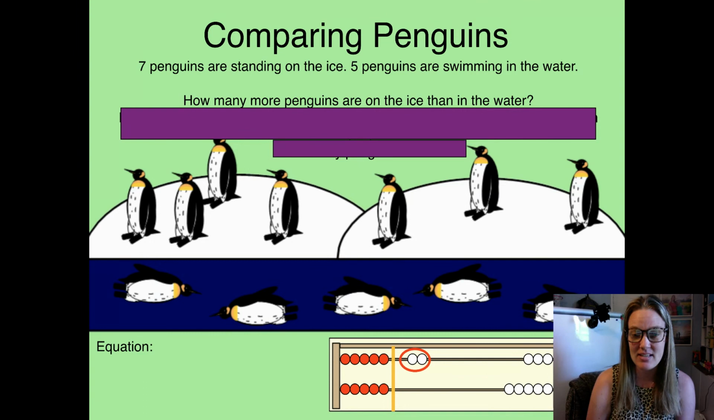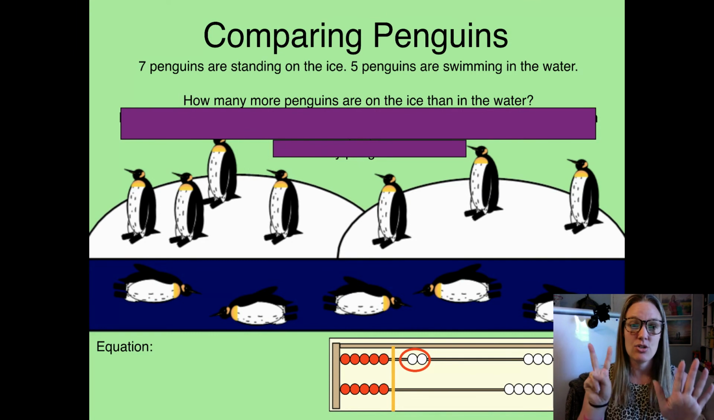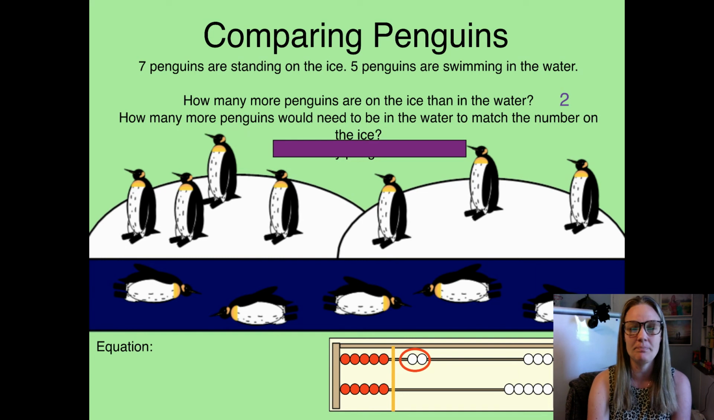And does that make sense? If I have 5 penguins in the water and I add 2 more, would that equal how many are on the ice? We have 7 on the ice, right? Does 5 plus 2 equal 7? Yes, awesome. All right, let's check out this next question.